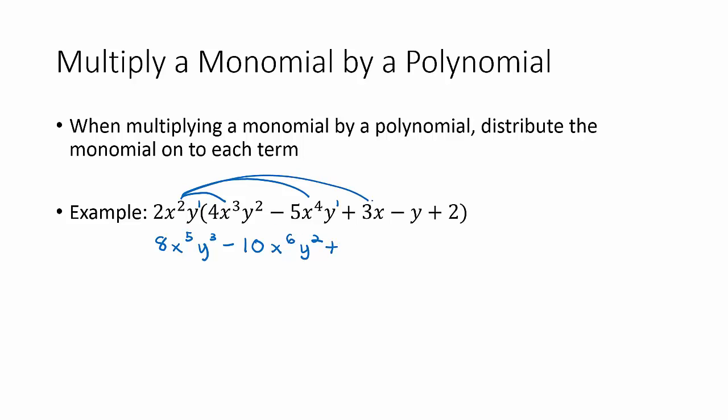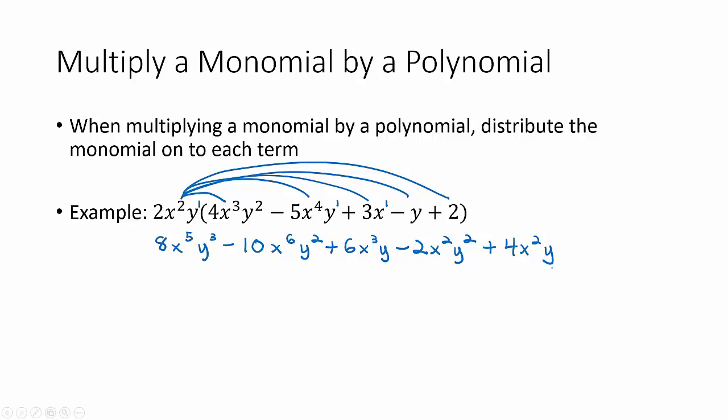Plus, we'll distribute onto the 3x. 2 times 3 is 6. 2 plus 1 gives us a total of 3 x's, and we still have the y. Minus, distributing onto the y, 2 times negative 1 is negative 2. We still have the x squared, but now we have an additional y, so it's now y squared. And then finally, we'll distribute onto the 2. 2 times 2 is 4, and we still have the x squared y. So it's kind of an extreme example to illustrate how we just distribute the monomial through onto each term in the polynomial.